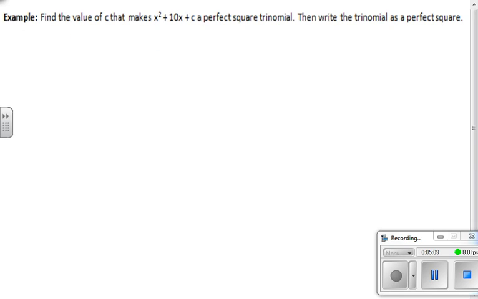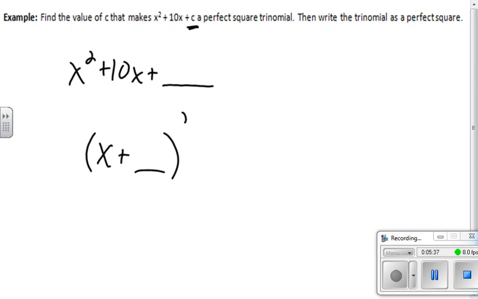Now that we know what a perfect square is, either a perfect square trinomial or a perfect square binomial, we want to look at how we can make different things into perfect squares. So if we were asked to take x squared plus 10x plus c, and we want to find a value that makes it a perfect square, so we have x squared plus 10x plus something, that's going to give us a perfect square. So it's going to be x plus something squared.